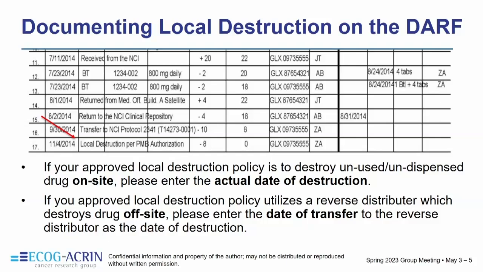If your approved local destruction policy utilizes a reverse distributor and this third-party service to destroy the drug for you, we do not require you to put the actual date of destruction of that drug because you're not going to know it. It's out of your hands at that point. We would require you just to enter the date of transfer. So we have that clear, again, chain of custody of the agent.